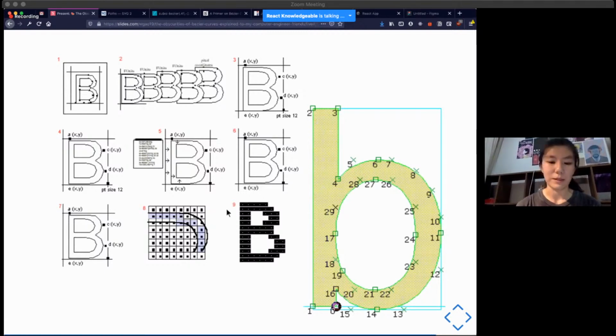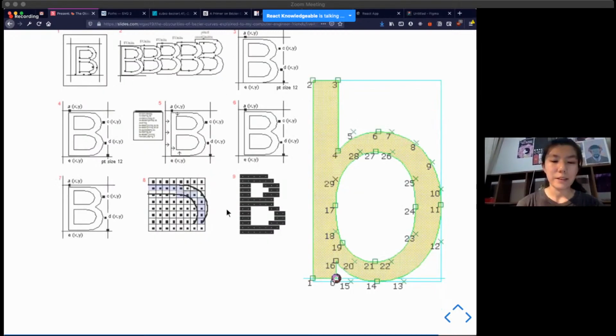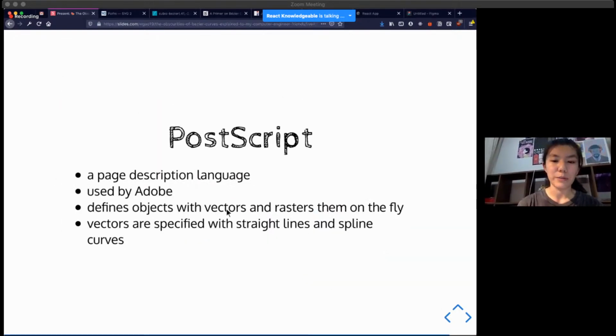There's even a whole programming language powered by Bézier curves. PostScript is used by Adobe as well as a lot of printers. It defines objects with vectors and then rasterizes them on the fly. Why can you do that? Because you can compute the curves very, very fast.